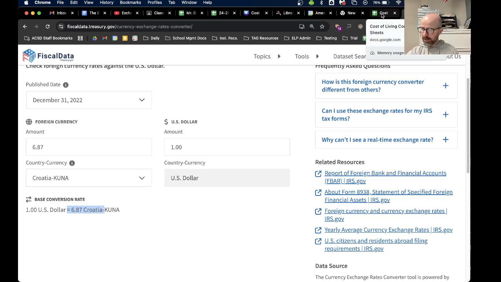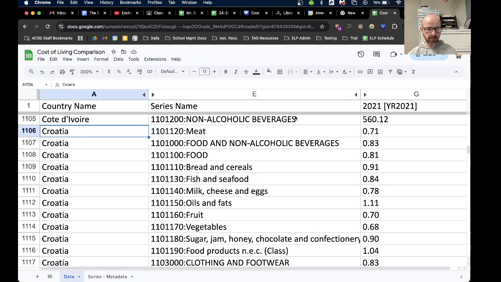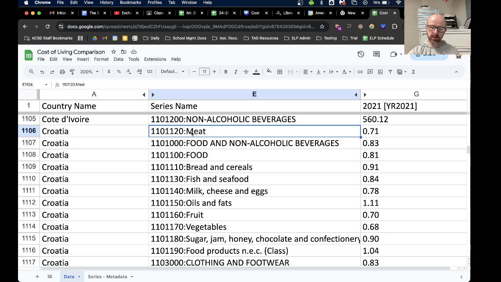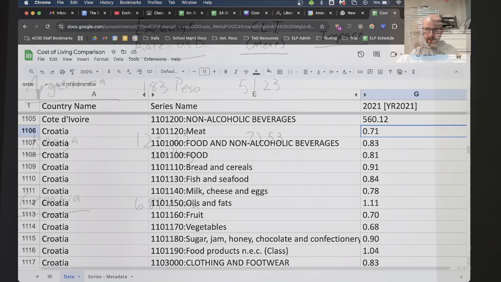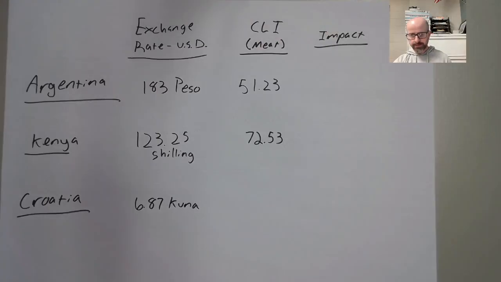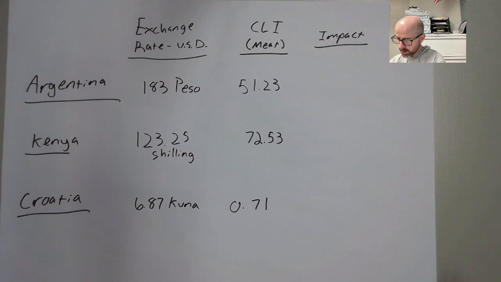Well, if I come back here to my cost of living comparison, I've looked for Croatia, I've looked for meat, and my cost of living index is 0.71. So 6.87 kuna was my exchange rate. 0.71 is my cost of living index for meat.